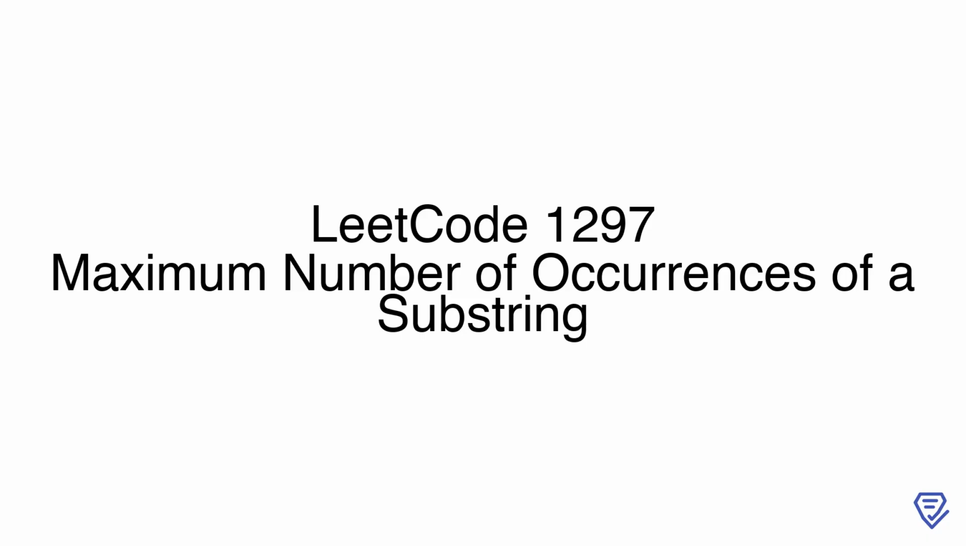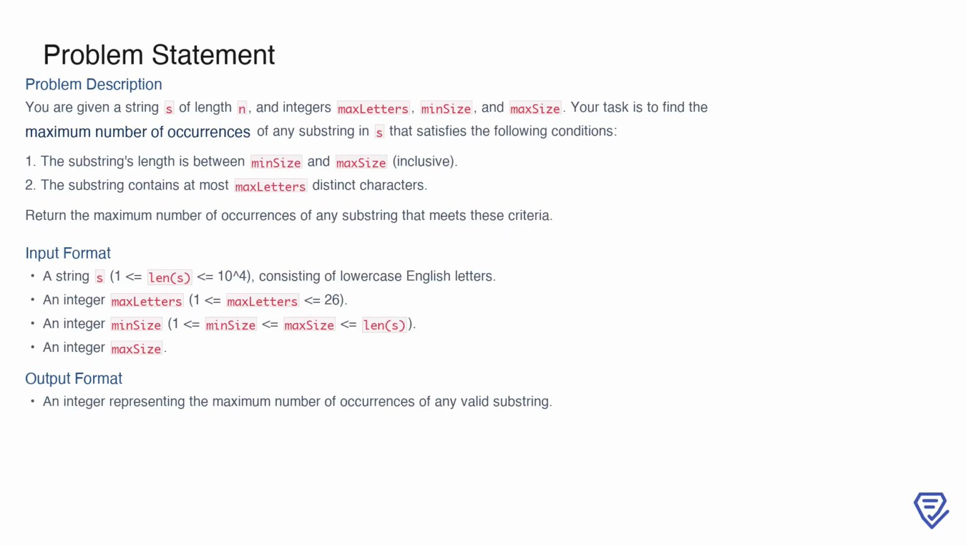Let's get started. In this problem, you're given a string S of length n and three integers, max letters, min size, and max size. Your goal is to determine the maximum number of times any substring of S occurs, provided it meets certain conditions. Specifically, the substring must have a length between min size and max size, inclusive, and contain no more than max letters distinct characters.